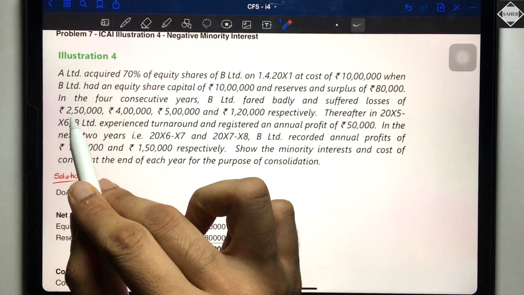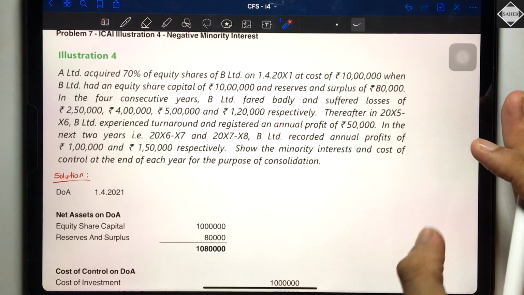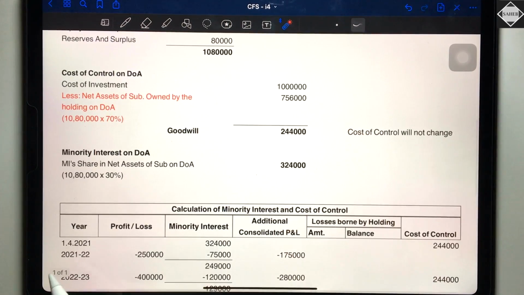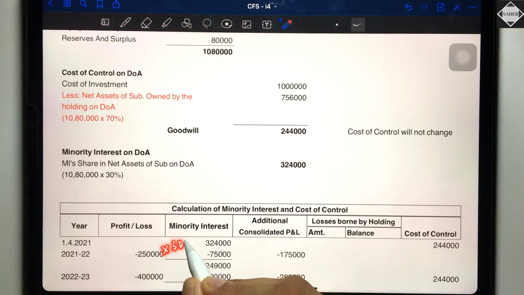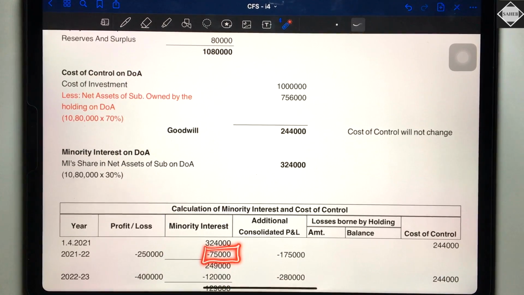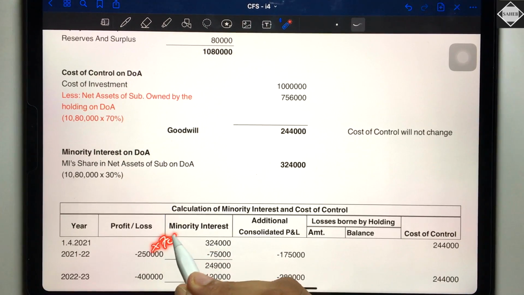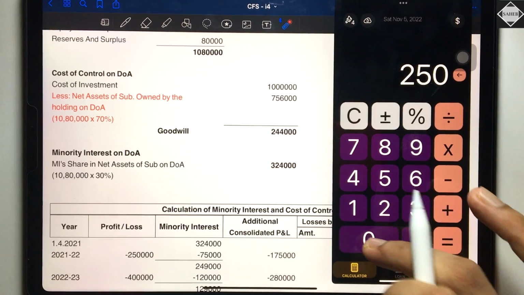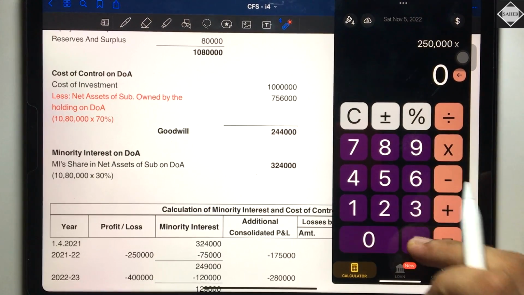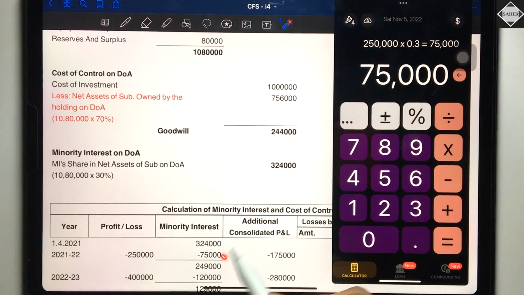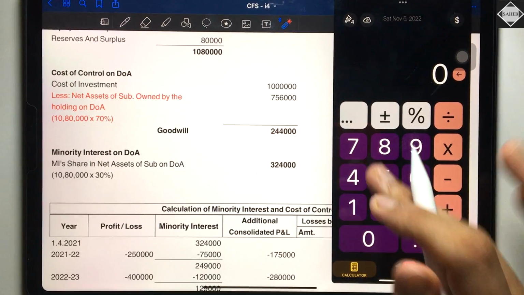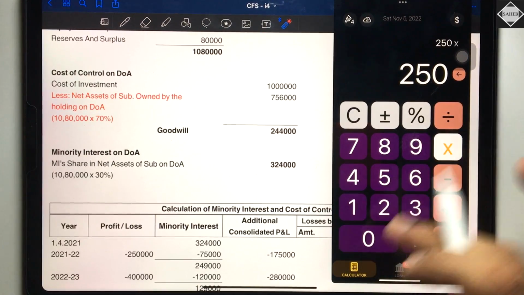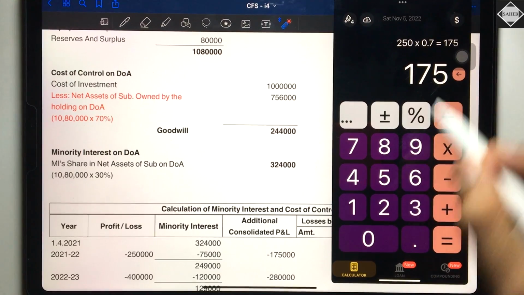The first loss was this 2,50,000 in the subsidiary company, right? So you have to take over here 2021-2022, 2,50,000. Now of this you have to take 30%, that is 75,000, and then 70% will go over here. Let me show you once and then directly I will do it, to save time. 2,50,000 into 0.30 equals 75,000, and the remaining 1,75,000: 250 into 0.7 equals 175.